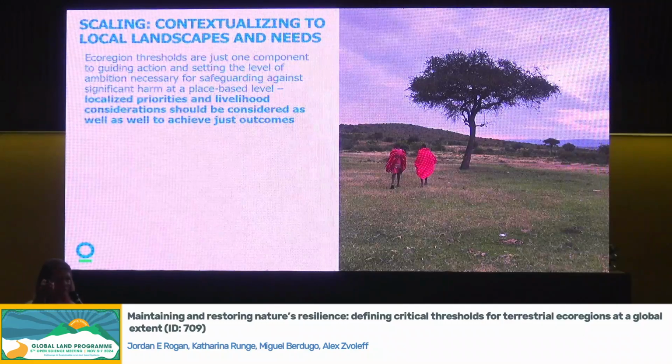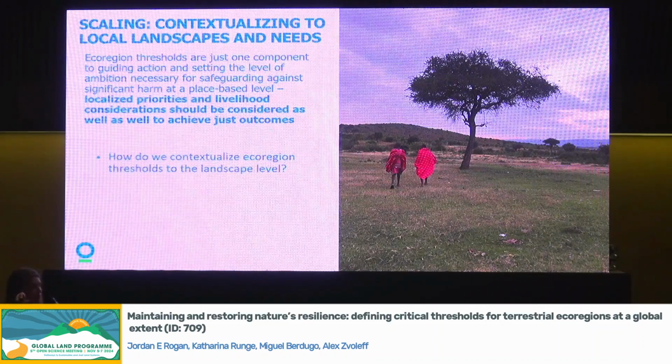And I just want to mention, so this is highly important, so I'm sorry I'm speeding up at the end here. A big part of scaling this work, especially when we're talking about the place-based level and the local level, is actually considering localized priorities and livelihood considerations when we're working on the ground to ensure equitable and just outcomes.